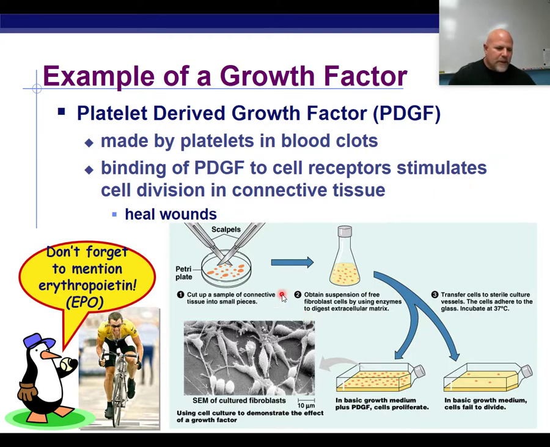Here's a little experiment they did. They took some connective tissue and chopped it up and put it into a suspension and then plated it out. And if you add growth factor to the growth medium, you get lots of cell division, and if you don't, you don't get any cell division. And so it's pretty obvious that this has a major effect on cell growth.